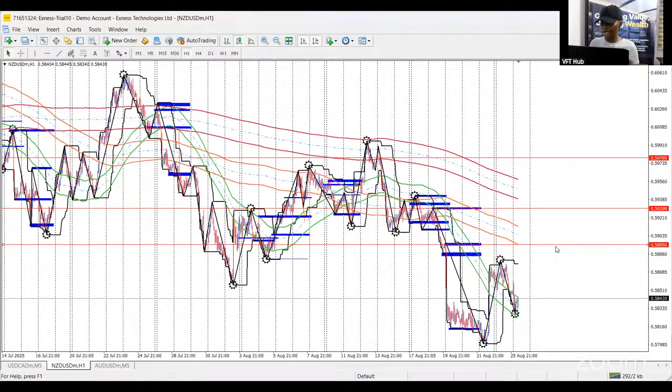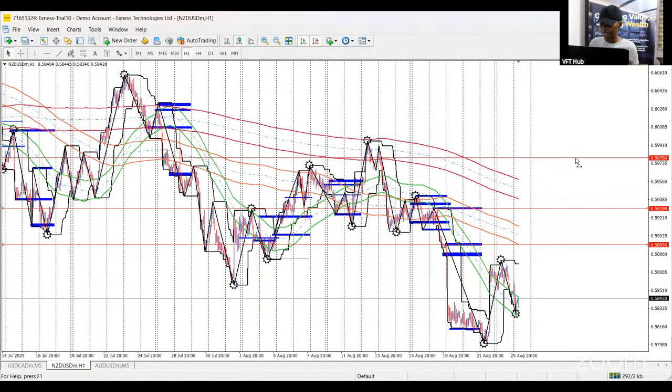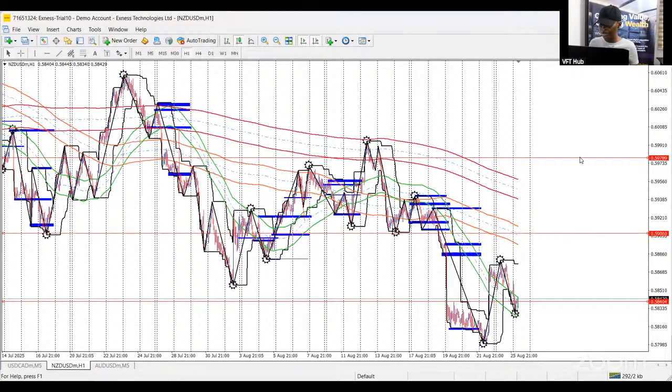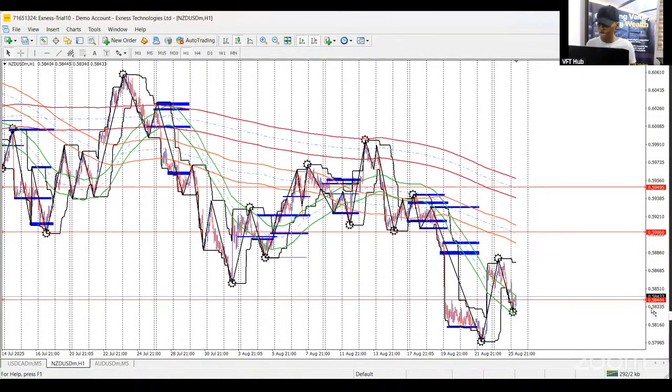Now I'm going to go ahead and mark out my new point of interest on this particular time frame. All of these have served their purpose. Let's adjust for today's analysis. So we now have three major POIs on NZD/USD. First POI is 0.58404. The second one is 0.59060.